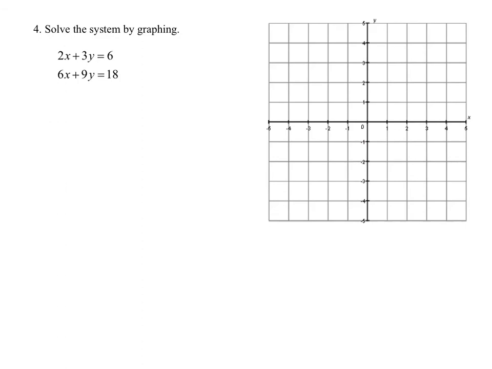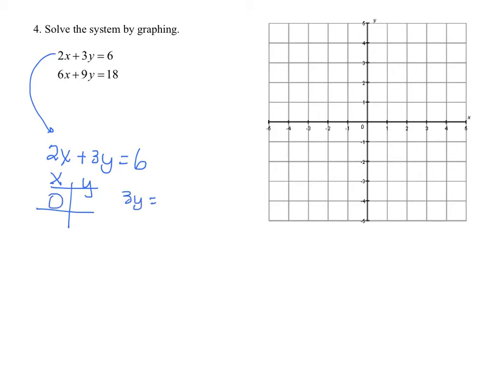Let's take a look at this one. Solve the system by graphing. So we got this first line, 2x plus 3y is equal to 6. There's a lot of moving stuff around for this to get it in slope-intercept form. So I'm going to graph it using the intercepts. When x is equal to 0, y is equal to 2.